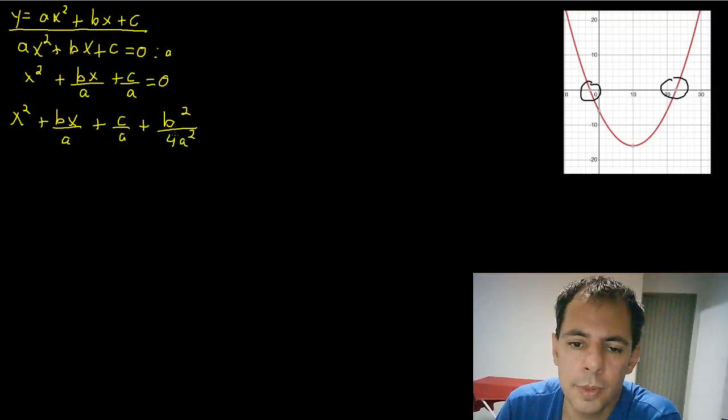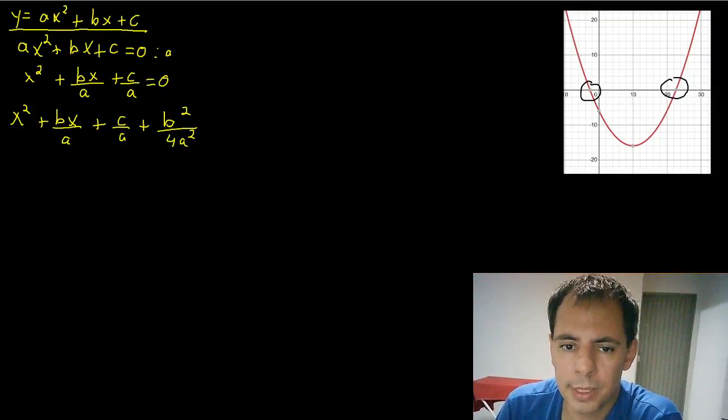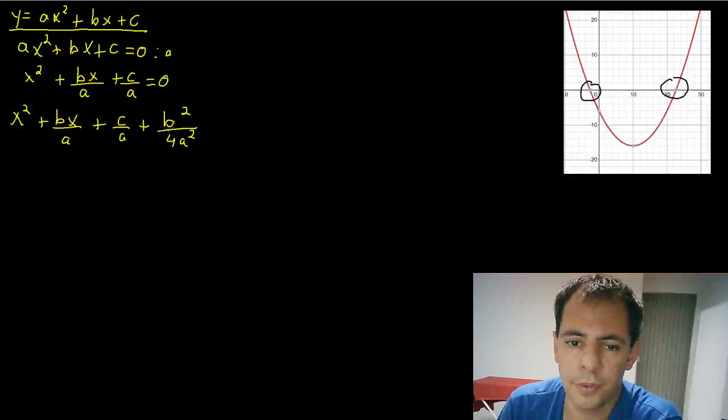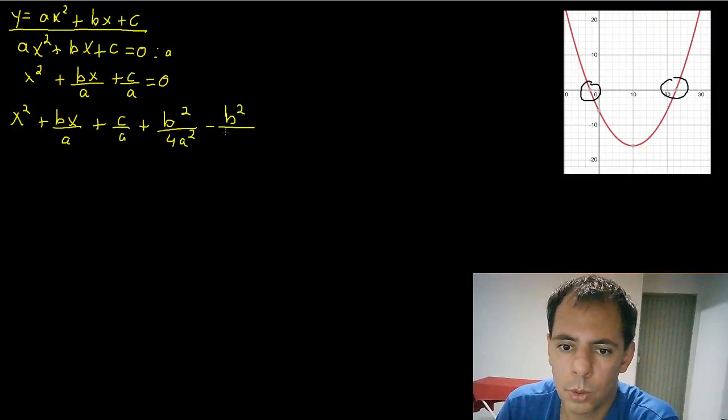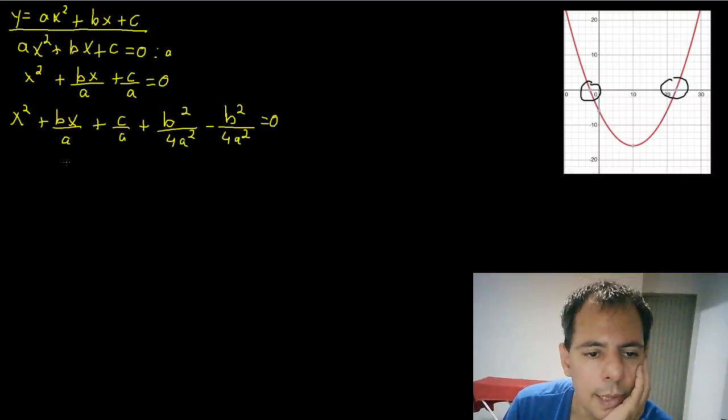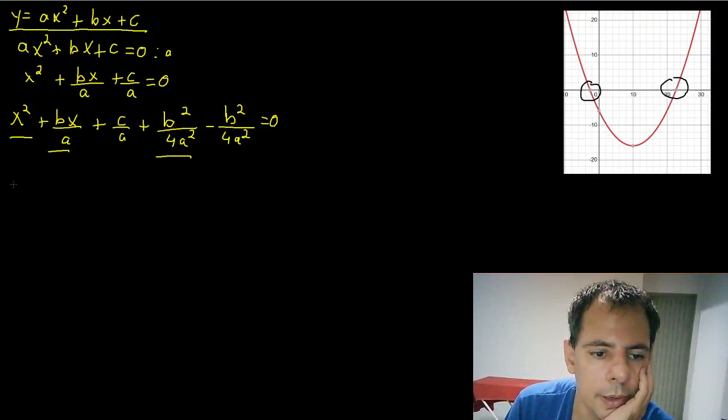But if you just do this, the problem is that you're adding something to the left side. If you're adding, you have to subtract, so you're not going to change the value, because the whole thing still has to be equal to 0. So you just added this, you have to subtract it: b squared over 4a squared equals 0. Good. Now you're going to get this term, and this term, and you're going to make it into a perfect square like this.